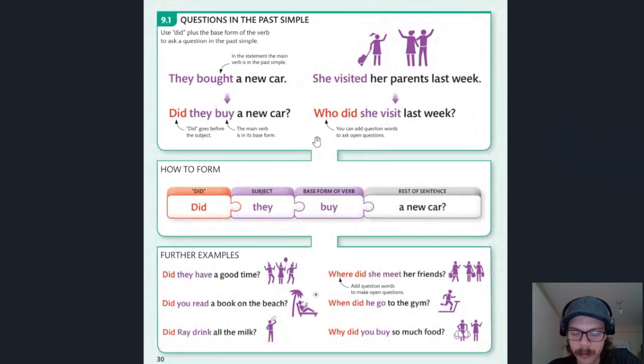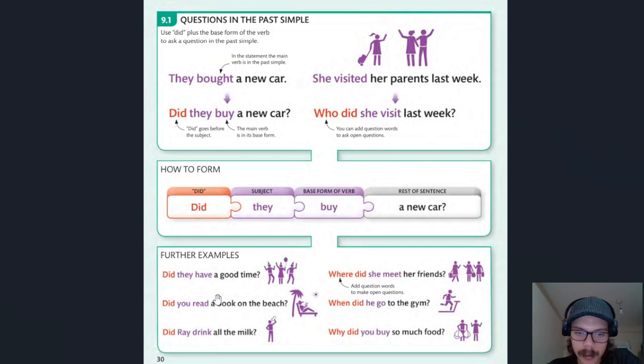If you have doubts, remember to leave them in the comments and I'll try to solve them. Here you have the structure again. So start the question with did, then the subject or the person, then the verb in the base form. Okay? Let me read the examples. You have three simple ones, closed questions, and then three with the question words, so open.